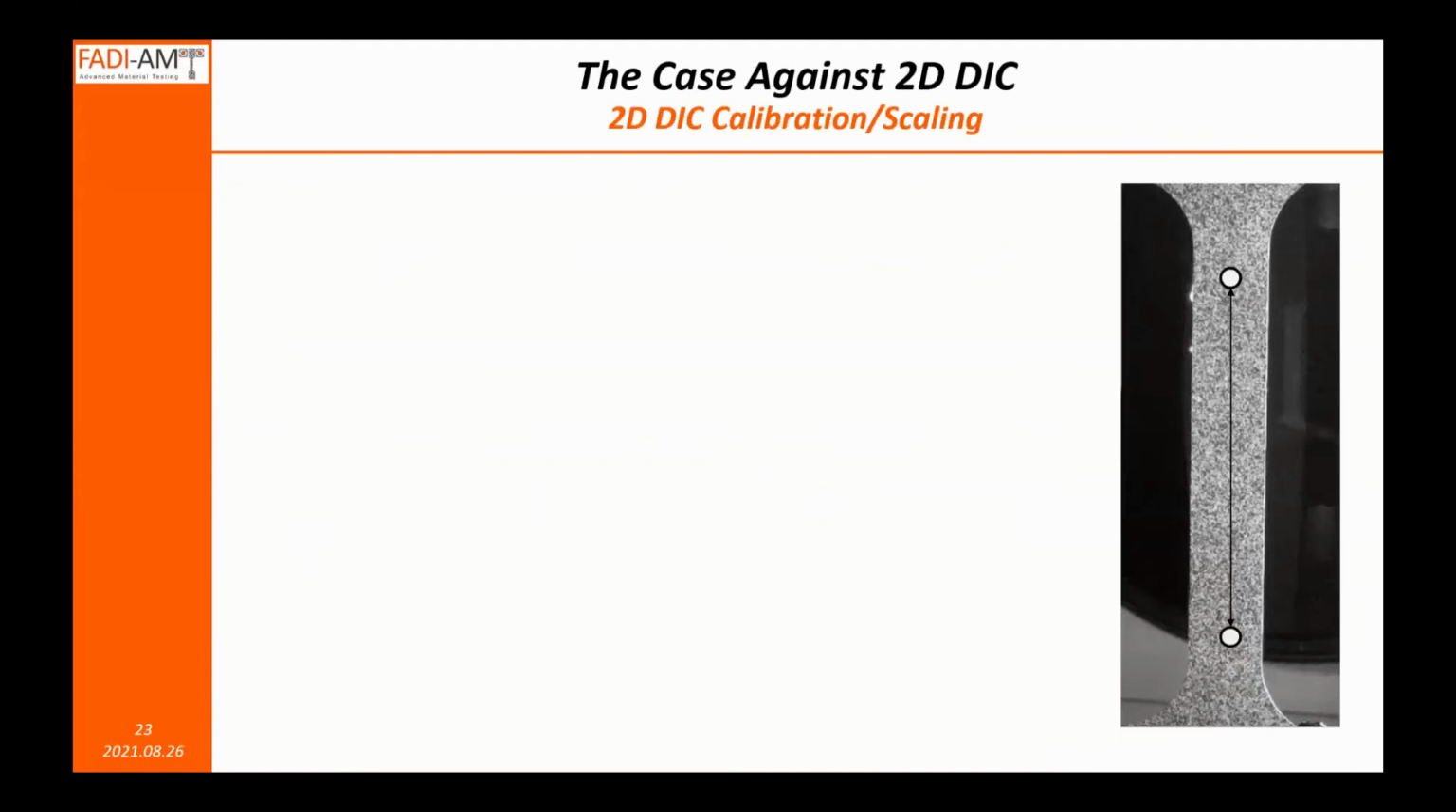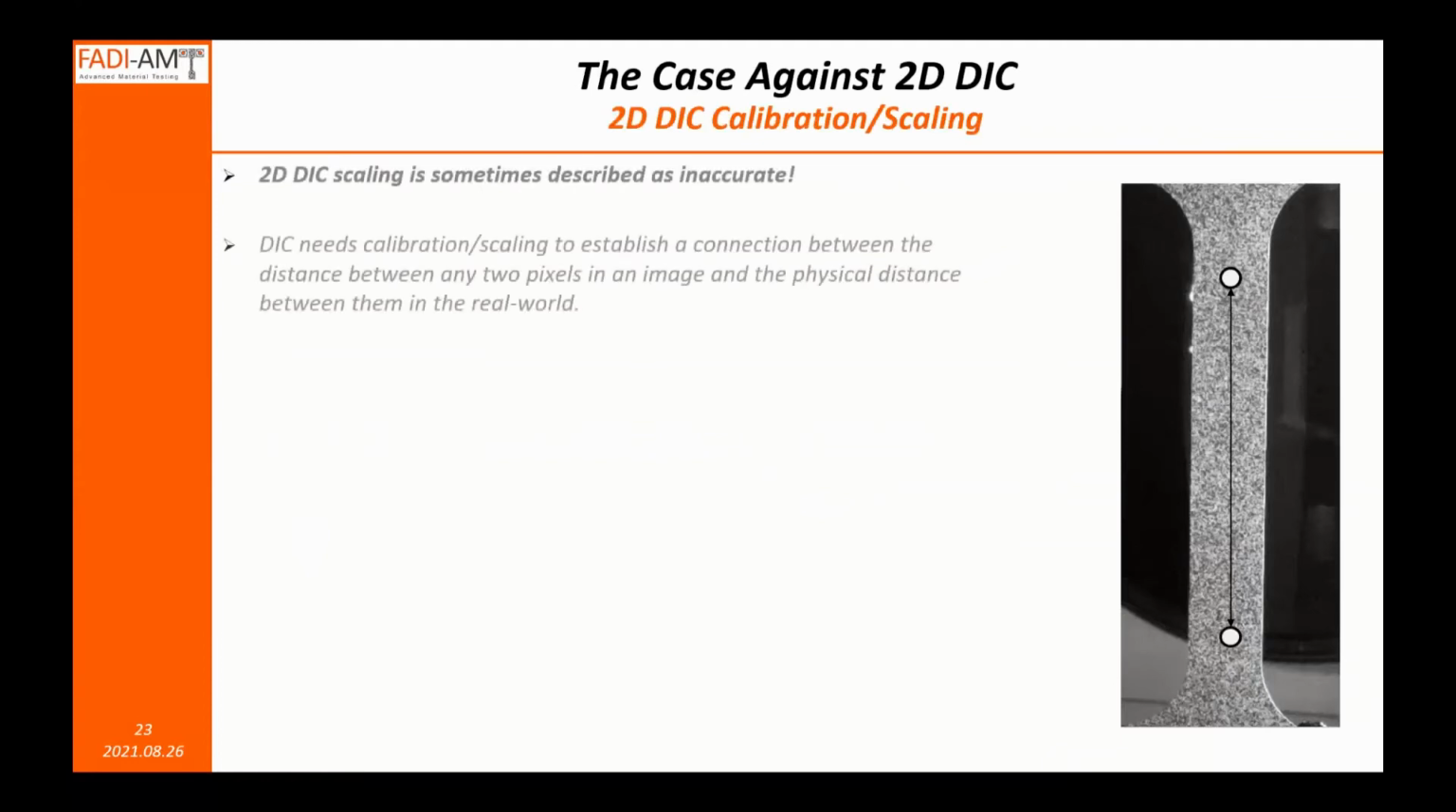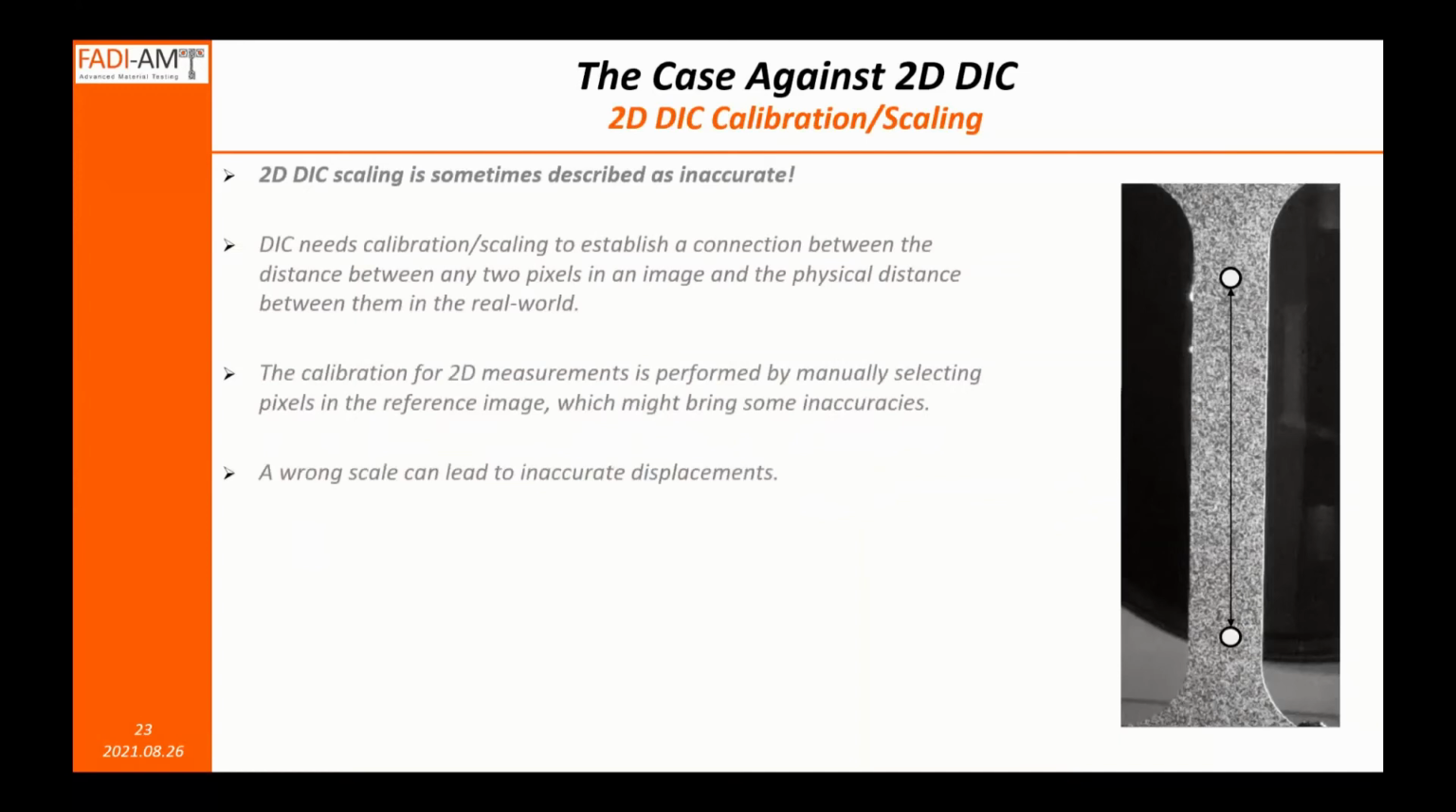So let's go to another point here, which is the calibration or scaling. So 2D DIC scaling is often described as inaccurate. People say that it doesn't work, or it's not really good enough. It's not like the 3D calibration or the full calibration in a 3D DIC system.